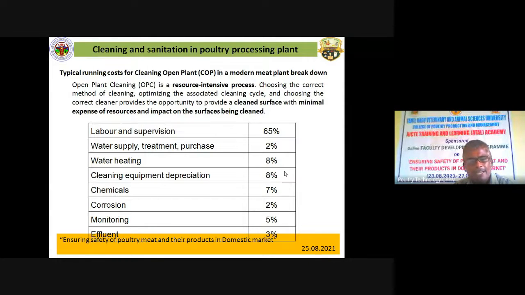Here we have given a table that shows how the resources are efficiently utilized as per the cleaning open plant concept. It gives more emphasis to labor and supervision, and less emphasis to water supply, treatment, and purchase.